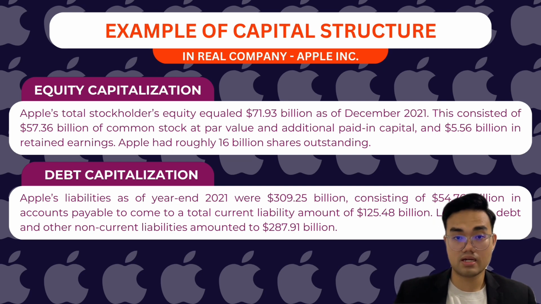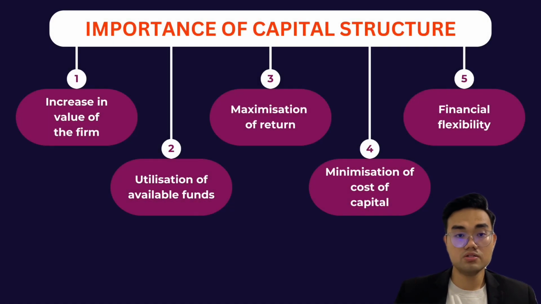And in terms of debt capitalization, Apple's liabilities as of year-end 2021 were $309.25 billion, consisting of $54.76 billion in accounts payable, to come to a total current liability amount of $125.48 billion. Long-term debt and other non-current liabilities amounted to $287.91 billion.